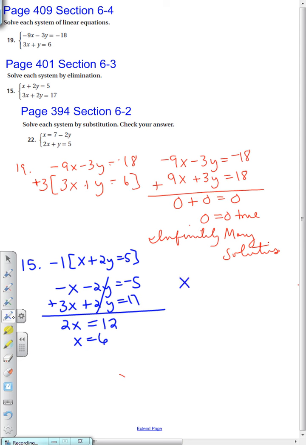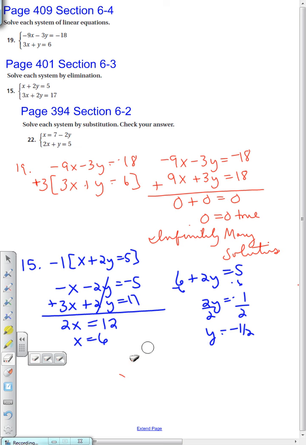So if x is 6, the x is going to get replaced with a 6. So I'd have 6 plus 2y equals 5. Subtract 6 on each side. I'm going to get 2y equals -1. Divide by 2. And I would get y to be -1/2. So my answer would be 6, comma, -1/2.